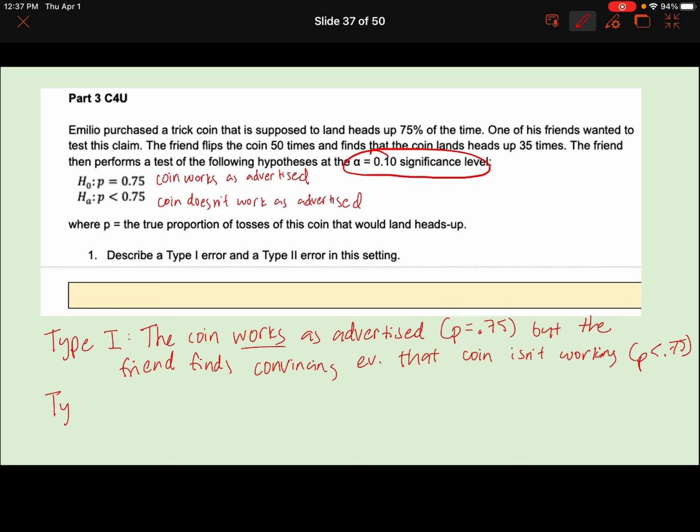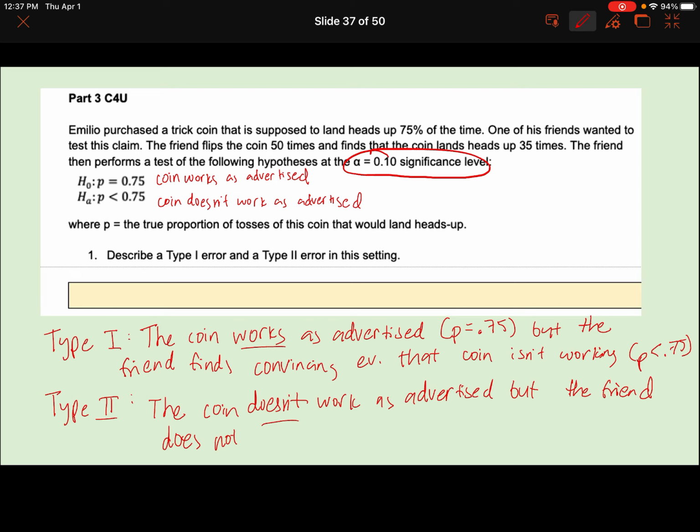A type 2 error here, it would be that the coin does not work as advertised, but the friend does not find evidence that it's not working.